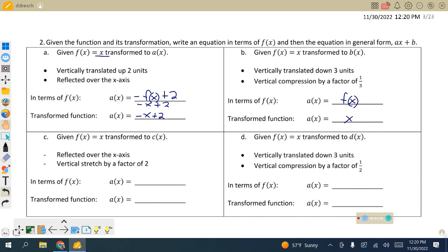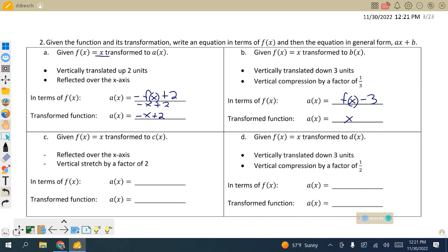And what do we need to have? And where do those need to go? Where the location is definitely impacts them. So when we say vertically translated down 3 units, what do we got? And where's that negative 3 going, out front? No. Yeah, if we want to go up and down movement, we have to put it at the end.